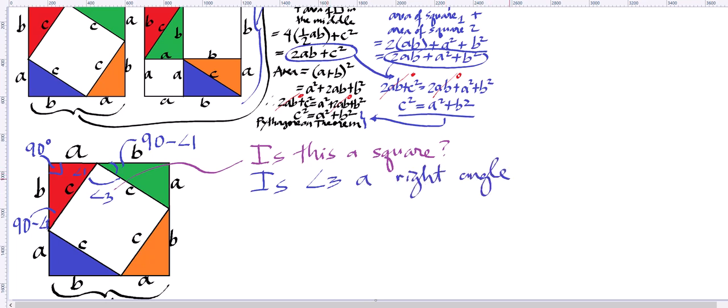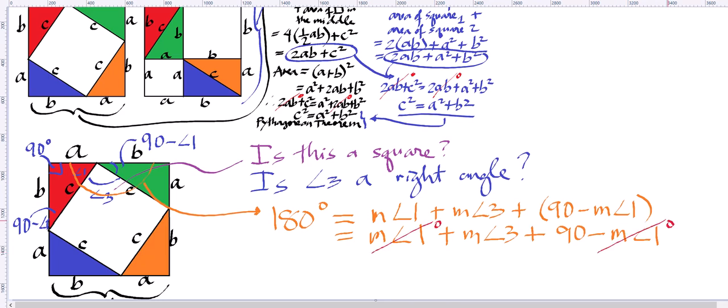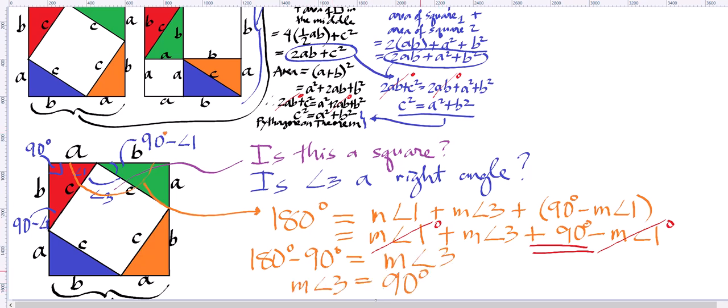Is angle 3 a right angle? We have 3 angles here whose sum is 180 degrees. That is, 180 degrees equals measure of angle 1 plus measure of angle 3 plus 90 degrees minus the measure of angle 1. Simplifying this further, measure of angle 1 minus measure of angle 1 is 0, and we have 180 degrees equals measure of angle 3 plus 90 degrees. Using the addition property of equality, that is adding negative 90 degrees to both sides of the equation, we now have the measure of angle 3, which is 90 degrees. Hence, we have a right angle here.